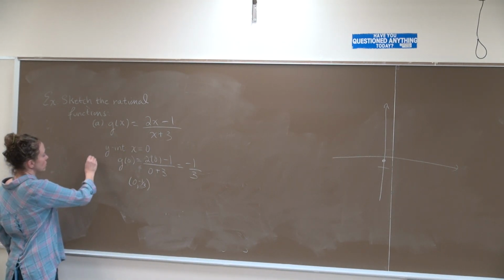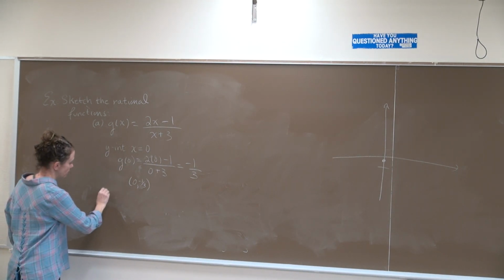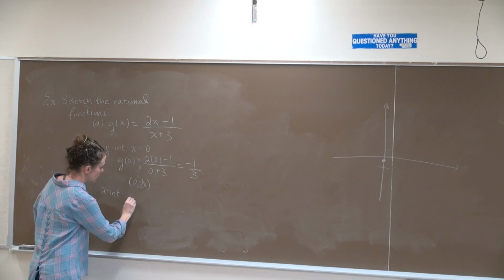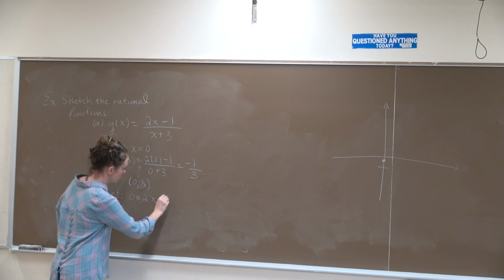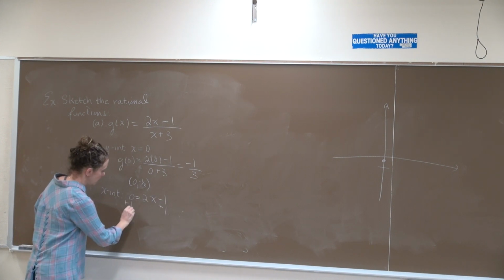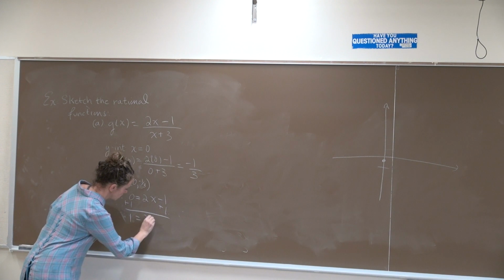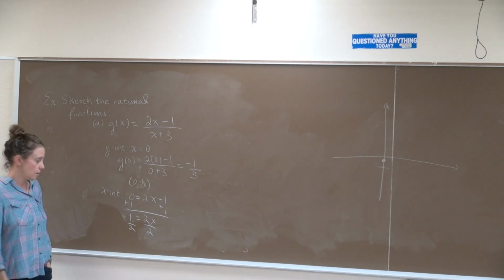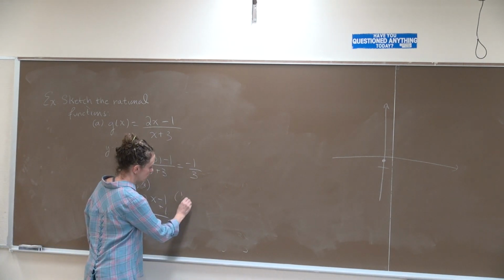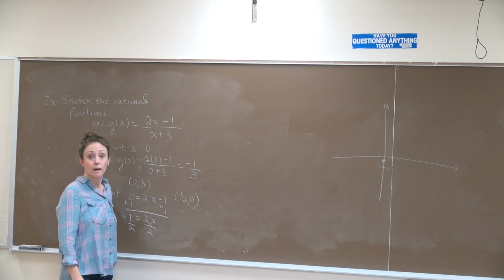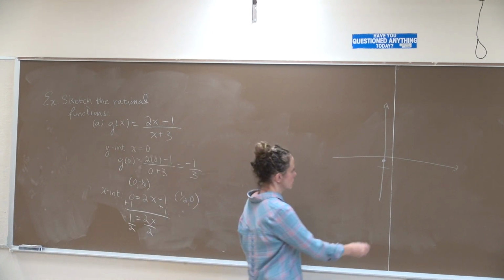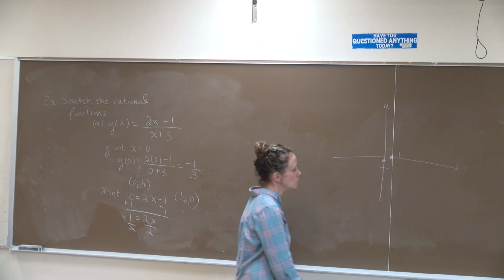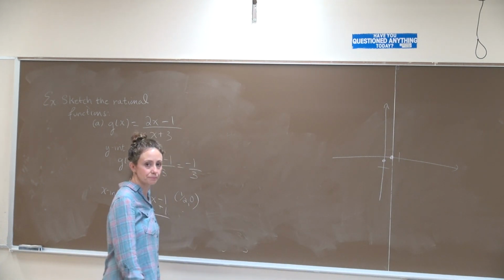For the x-intercept, that's going to give us the zeros of the numerator. We get 0 equals 2x minus 1. Add 1 to each side, divide by 2. So we have an x-intercept at 1/2, which means the ordered pair 1/2, 0 is going to be on our graph as well. Let's graph that ordered pair. Here's 1. Oh, this is a convenient point. Here's 1/2. So here's 2 points that are on our graph already.